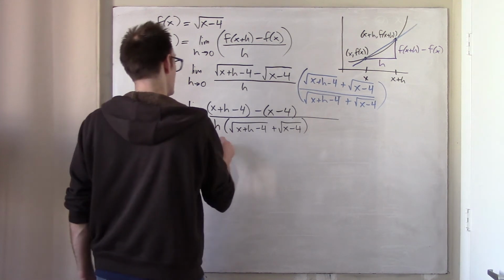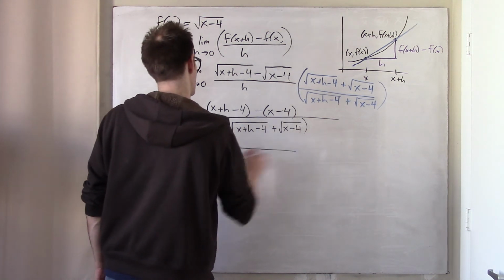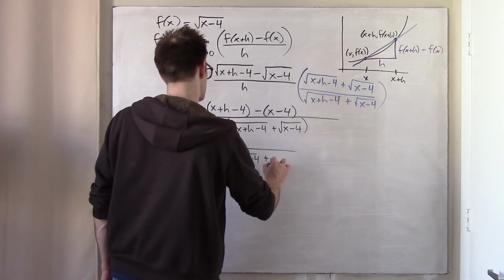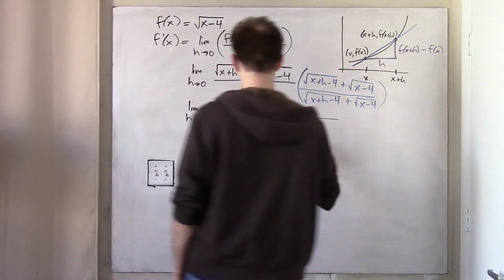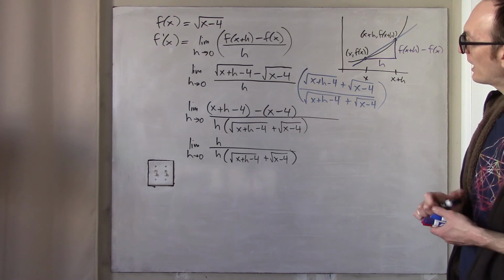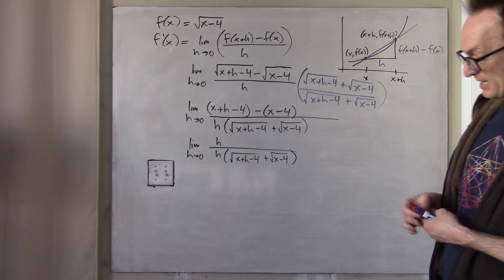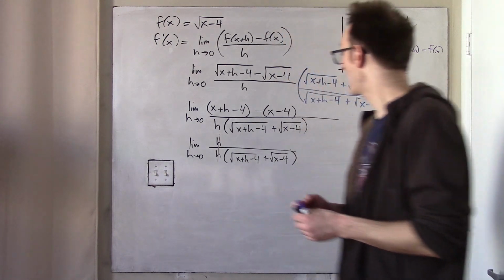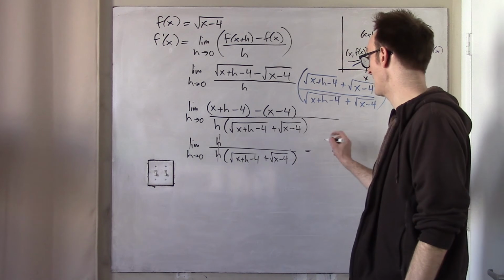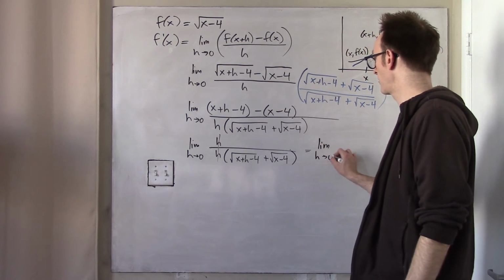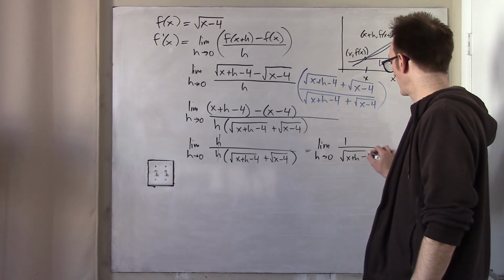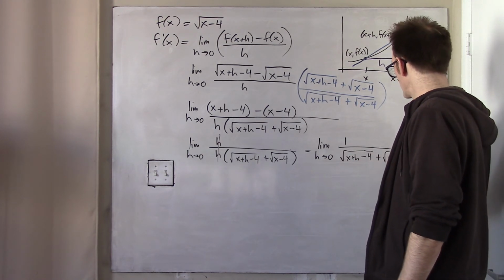I take it back. I'm going to get an h on the top, and on the bottom, h times root x plus h minus 4 plus root x minus 4. And now what? Well, by multiplying by the conjugate, everything in the numerator now cancels, except for that h. The h's cancel, and so what I actually have here then is the limit as h goes to 0 of just 1 over root x plus h minus 4 plus root x minus 4.